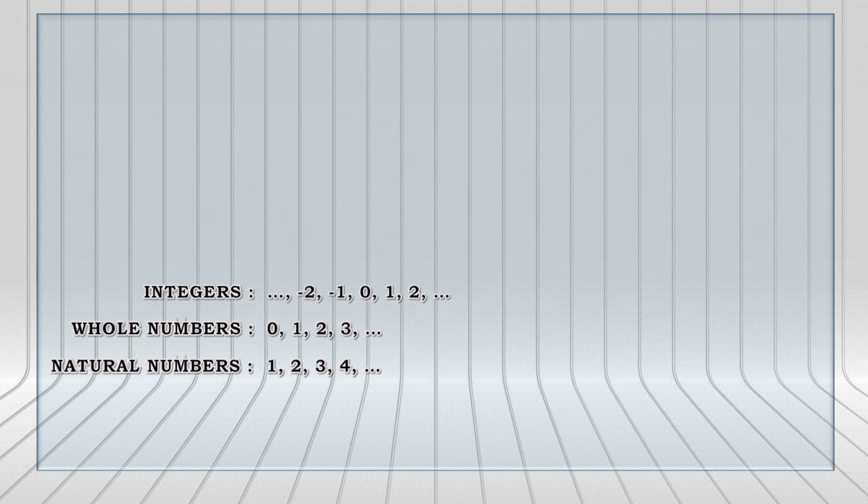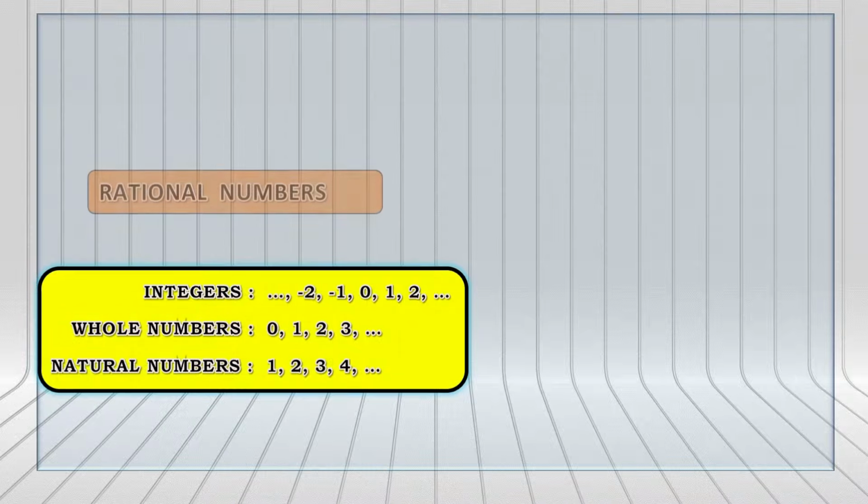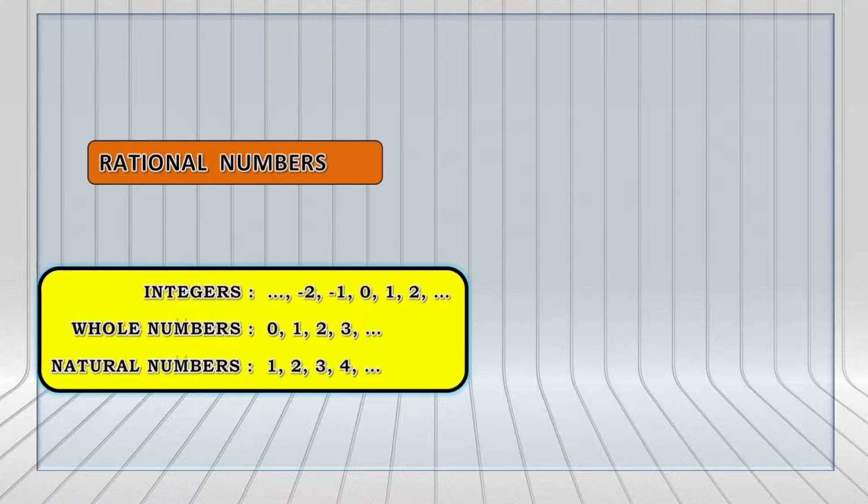Now, what we learned: natural numbers, that is 1, 2, 3, 4, are the counting numbers. Whole numbers are natural numbers plus zero. Then we learned about the integers: if we include the negative part with the whole numbers, we get the integers. These types of numbers all come under rational numbers.